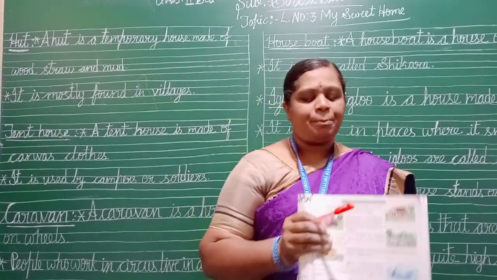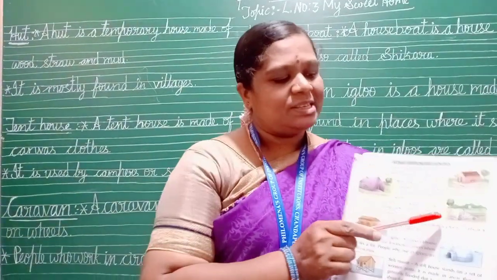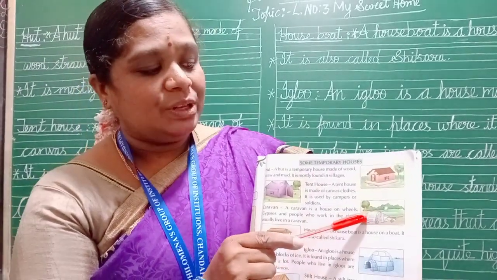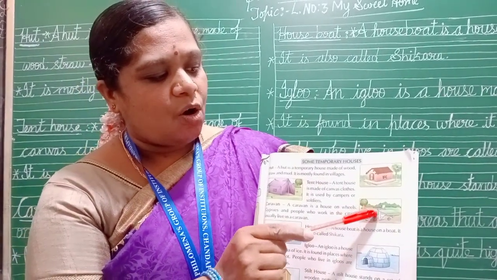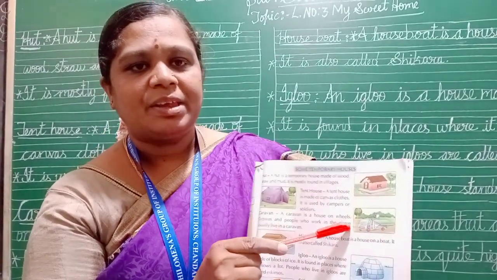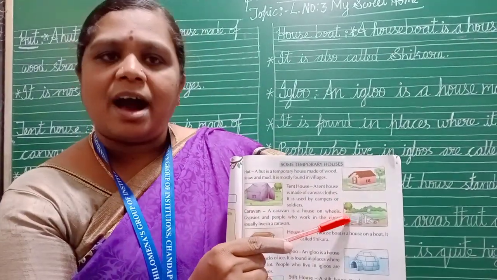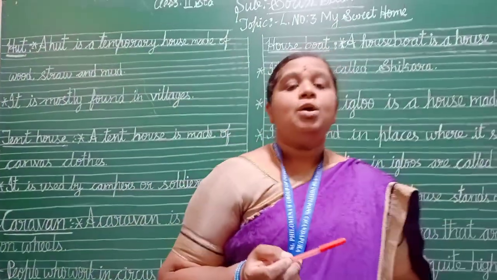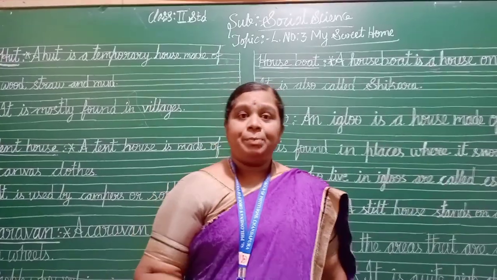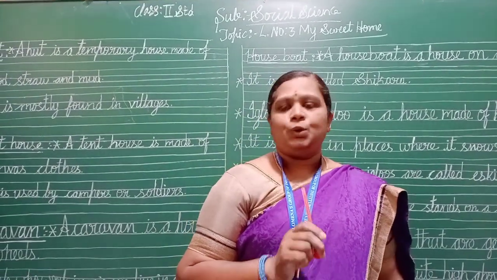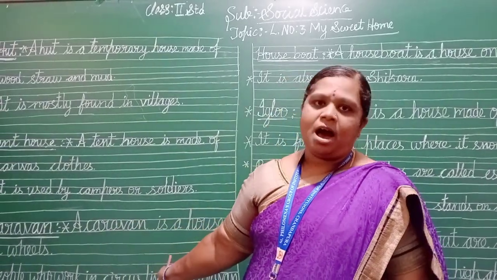So I will show you the picture. This is known as a caravan. Can you see here? On the wheels, that is on a vehicle, this house is made. Yes, this is called a caravan house. And who will use this caravan house? The people who work in the circus. So these people use this caravan house.